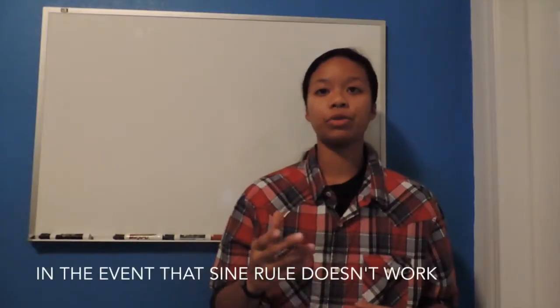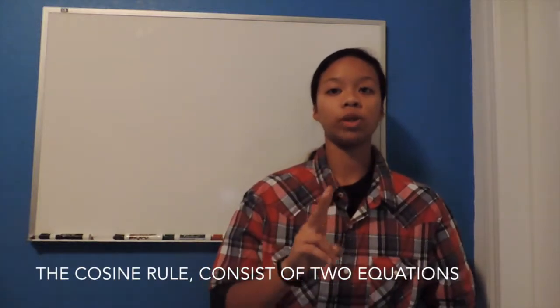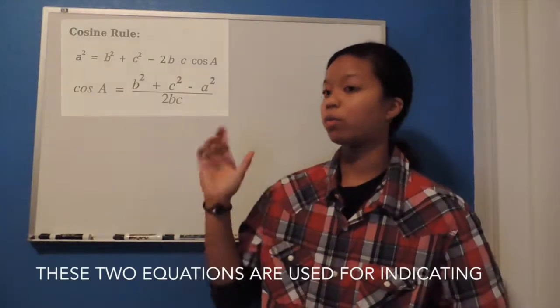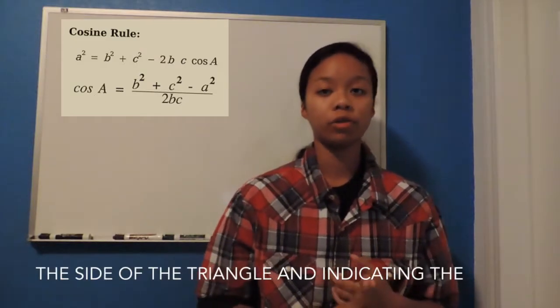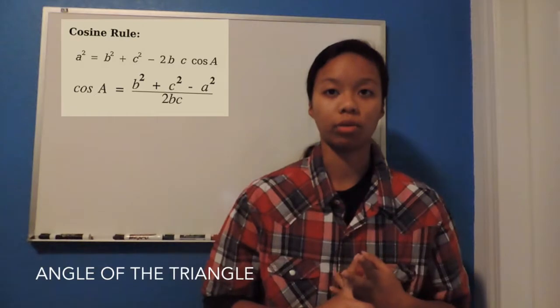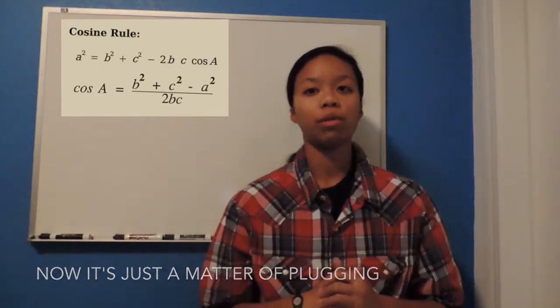Let's pretend that the sine rule doesn't work. We'll use cosine. The cosine rule consists of 2 equations. These 2 equations are used for finding 2 things in a triangle: the side of a triangle and the angle of a triangle. Now, it's just a matter of plugging the numbers in.